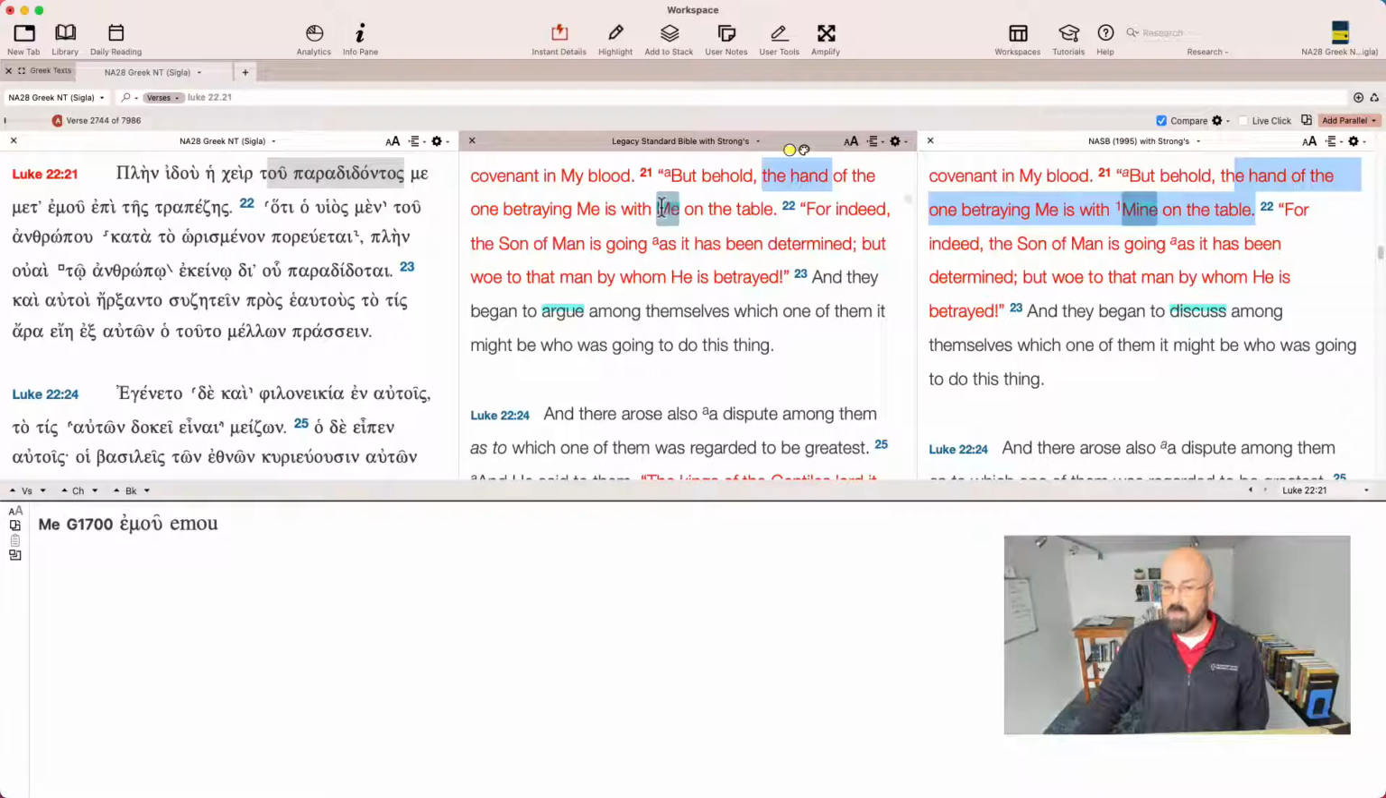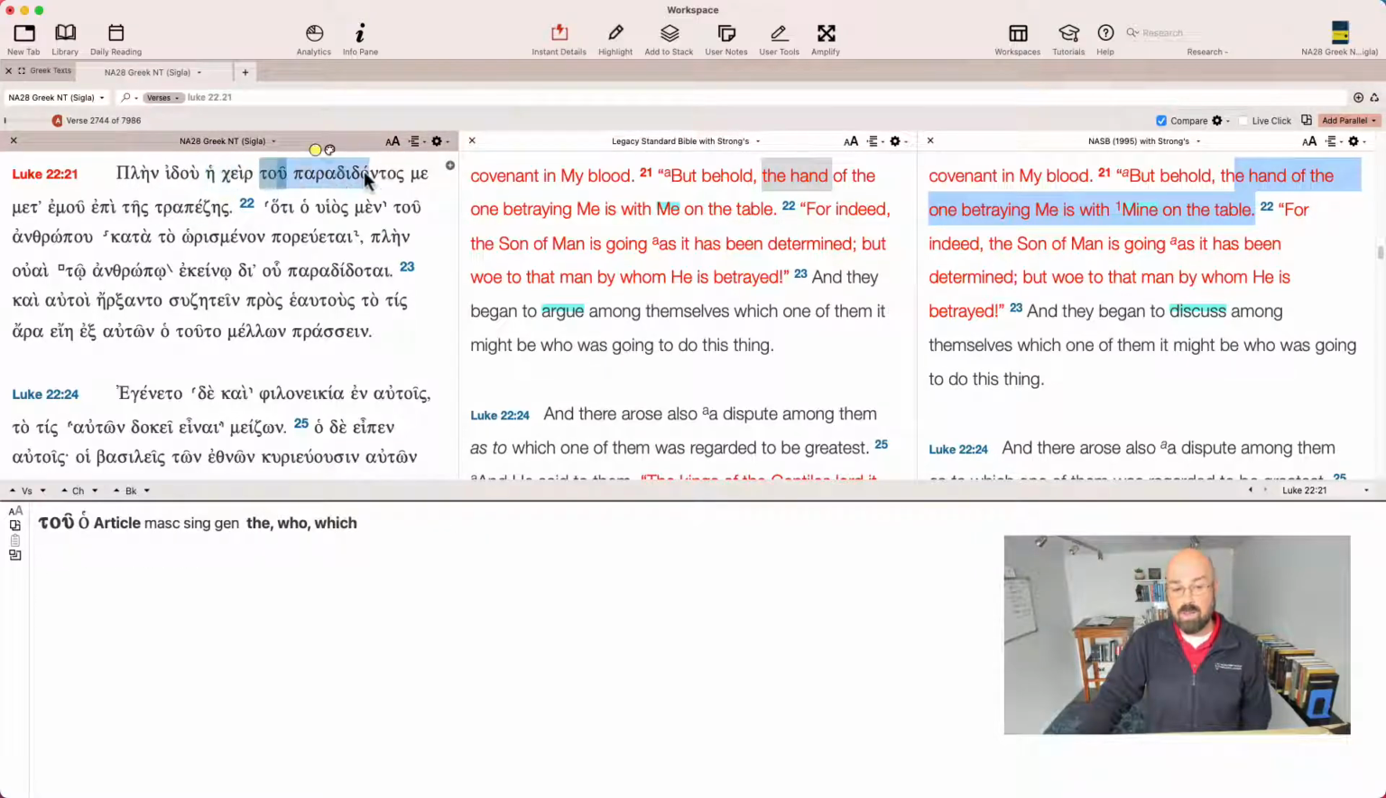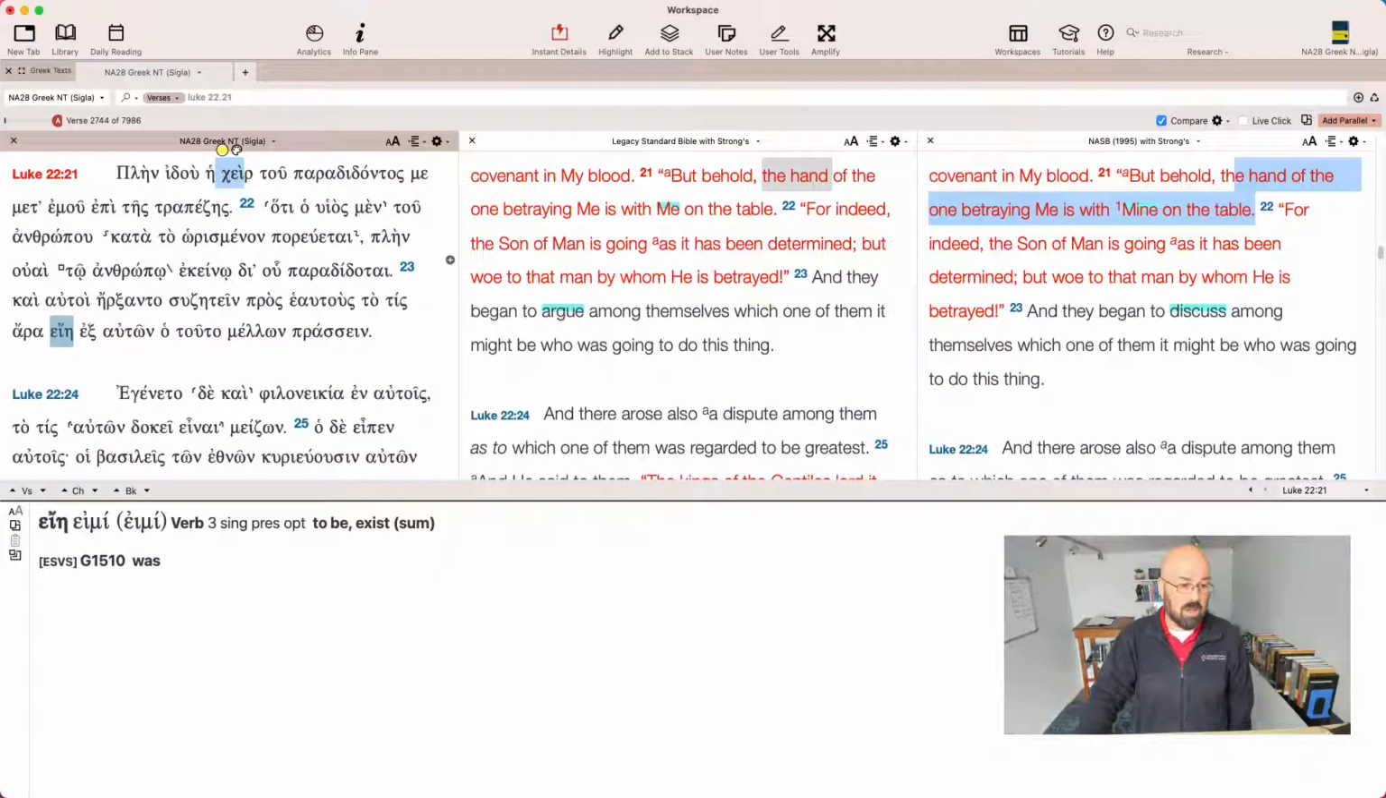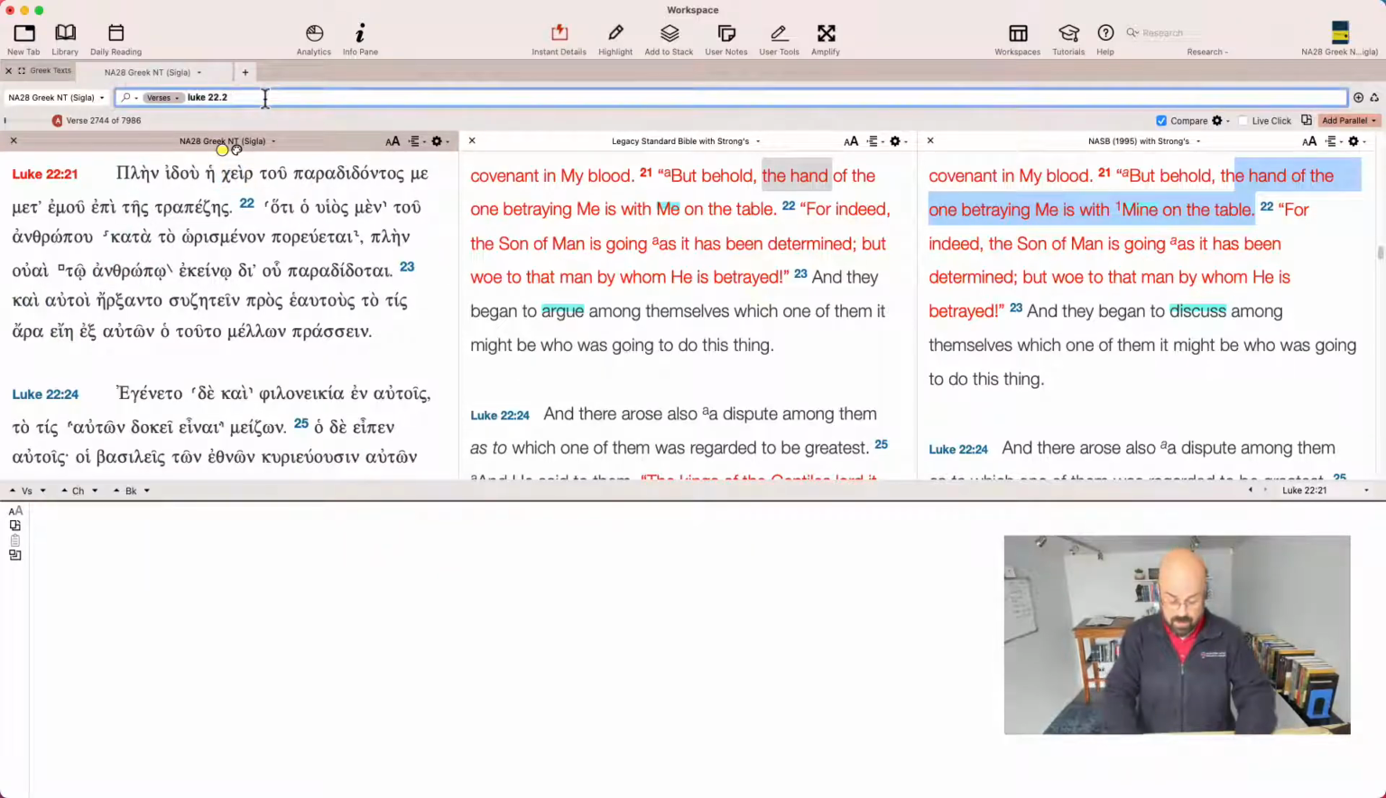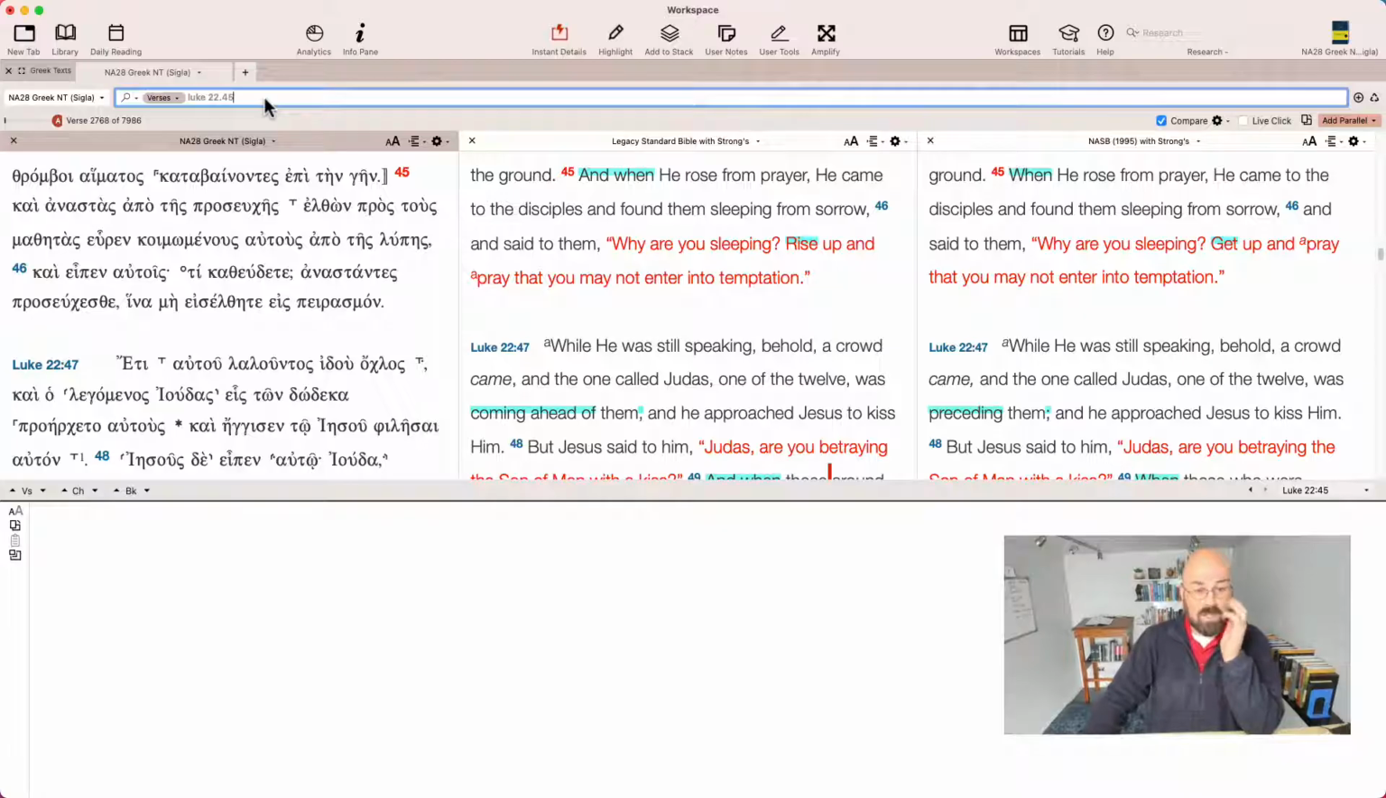Okay, so it looks to me in this case that they've almost changed the subject of the main verb from the hand to the one betraying me, which is clearly subordinate to heikir in this case. So that's interesting. Down here, what else have we got here? Let's go down to verse 45. There's another one I noticed here as well.